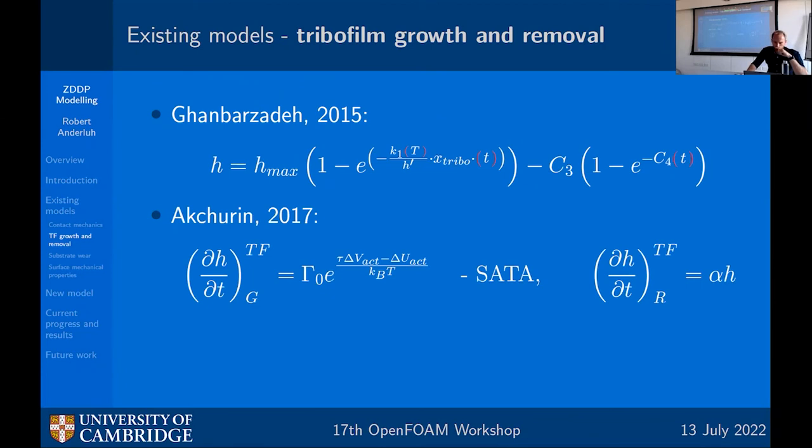And then actually in 2017, Akchurin again used the SETA model. And then he had a separate way to model the removal of the tribofilm. So now within one time step, he would say, okay, I have a separate growth and removal that are happening at the same time. And the removal was modeled using a linear correlation with the constant alpha, which was a coefficient. And he would multiply that with the current tribofilm thickness locally to get the removal of the tribofilm at that point. So this is still quite not predictive in a way.